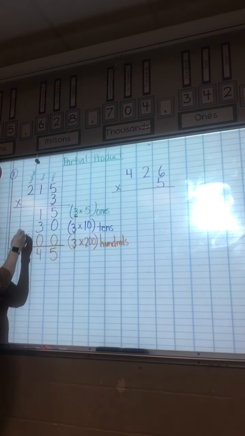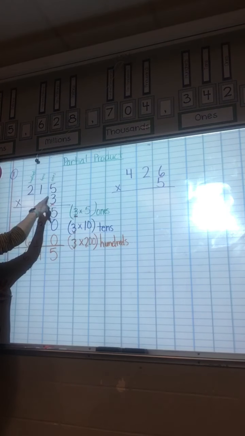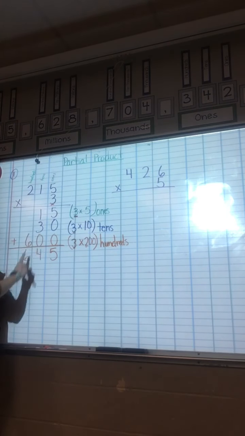And then I didn't carry anything, so I have a 6. So 215 times 3 is 645. And you're like, but Mrs. Boswell, if I do standard algorithm, this is a lot easier. You're right, it probably is.